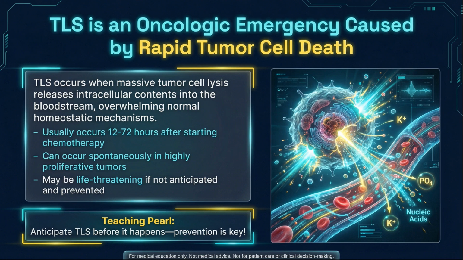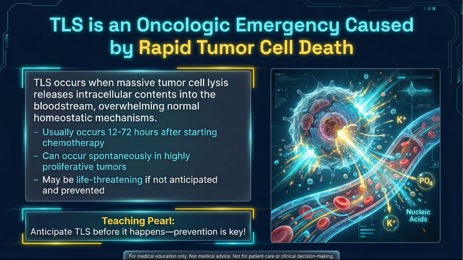So, what exactly is tumor lysis syndrome, or TLS? It is a true oncologic emergency that results from the rapid death of malignant cells, most often after the initiation of chemotherapy. This massive cell lysis releases a flood of intracellular contents, such as potassium, phosphate, and nucleic acids, into the bloodstream. The body's normal homeostatic mechanisms are simply overwhelmed, leading to severe metabolic derangements.